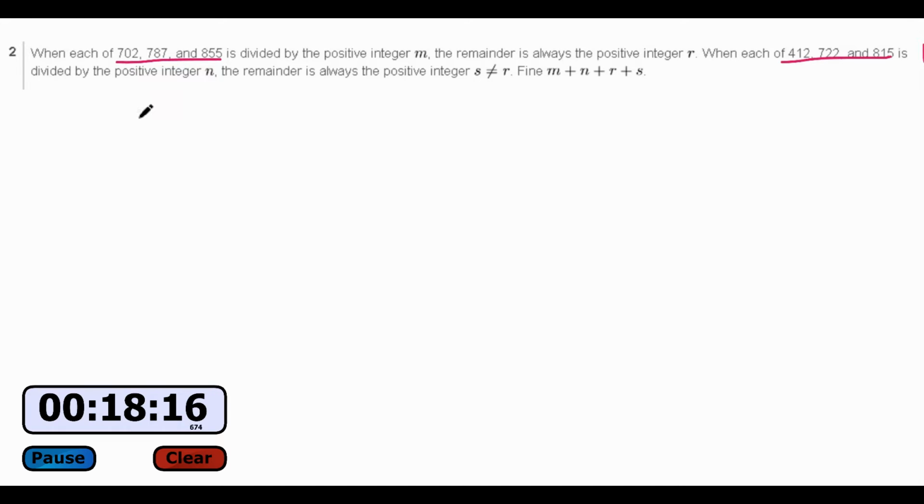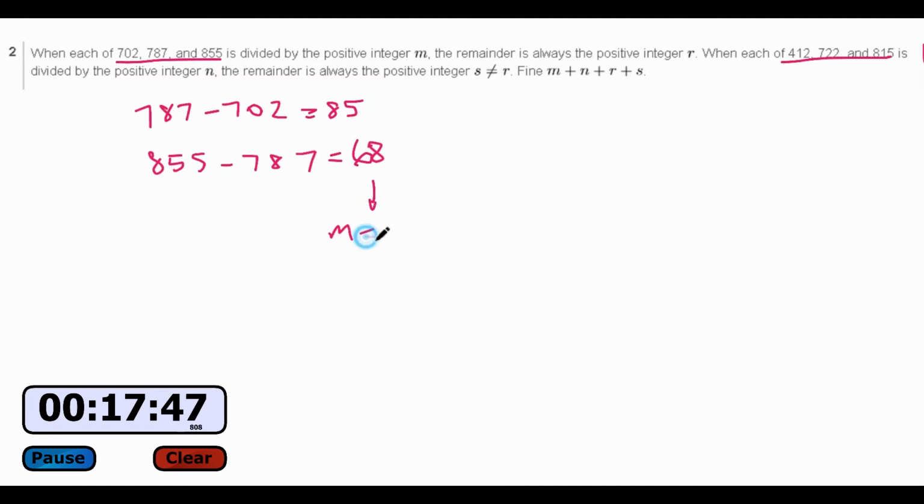In that case, if we take the difference of 787 and 702, this equals 85, then 85 has remainder 0 when you divide it by m, so that means m divides 85. Similarly, 855 minus 787, which is equal to 68, should also be a multiple of m. So that means m must be the greatest common factor of 85 and 68, which means m is 17. Now we know that m is 17, we can find the remainder r. We can just choose any number and mod it by 17. And in this case, the remainder is 5.